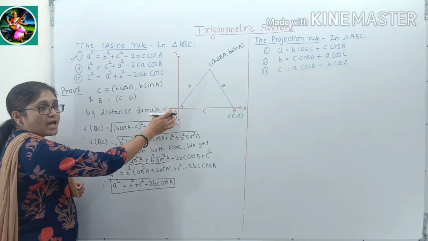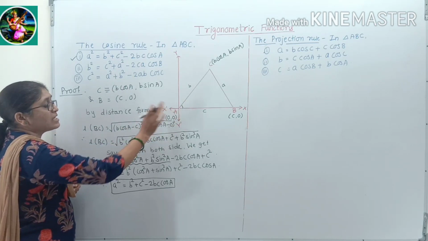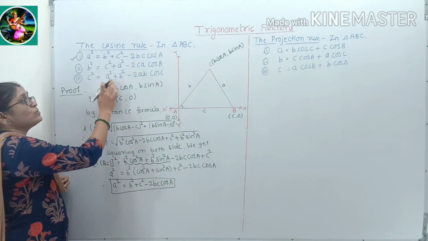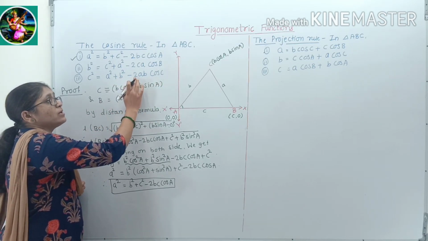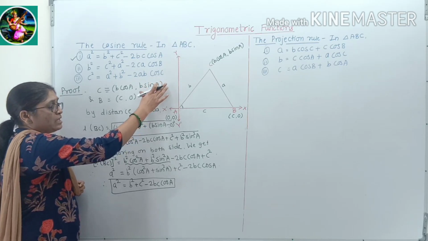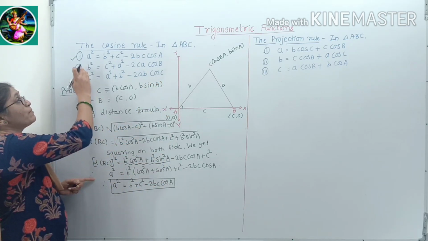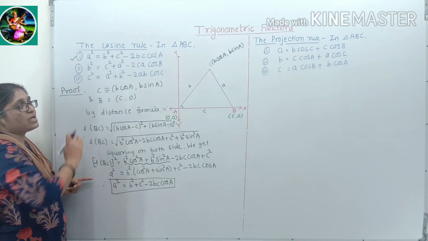And if we take vertex C at standard position, we can prove c square is equal to a square plus b square minus 2ab cos C. By a similar process, we can prove these two theorems also.